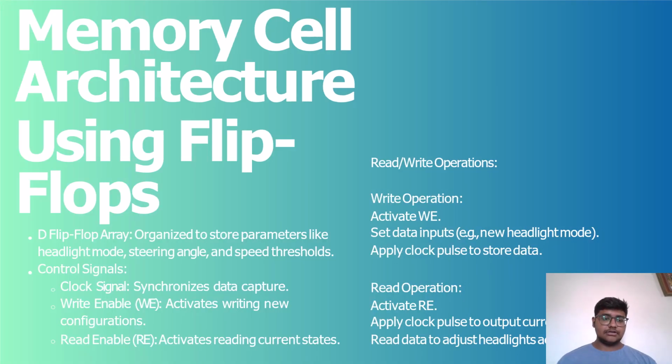Memory cell architecture using flip-flops. A D flip-flop array is organized to store parameters like headlight mode, steering angle, and speed thresholds. Control signals consist of clock signals, write enable, and read enable. Write enable activates writing new configurations for the states. Read enable activates reading the current states. We activate the writing or reading mode and then set data inputs or apply the clock pulse. We apply the clock pulse to store data and read data to adjust the headlights.